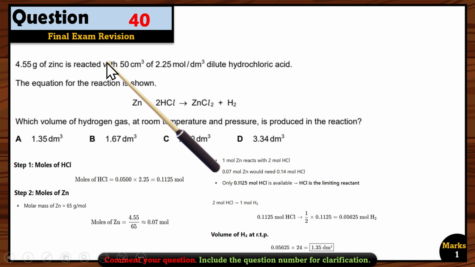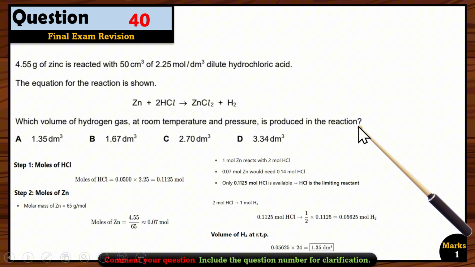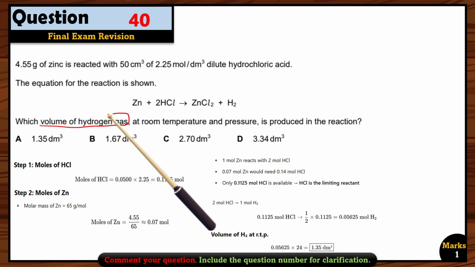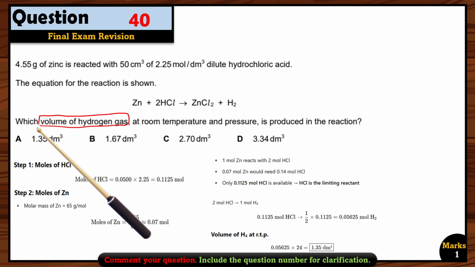Question number 40. 4.55 gram of zinc is reacted with 50 centimeter cube of 2.25 mole dm cube dilute hydrochloric acid. The equation is like this. So which volume of hydrogen gas is produced in this reaction? Let's see now what information is given and what we have to find. We have to find the volume of hydrogen gas, right? So for gas, we already know this formula: moles is equal to volume divided by 24 dm cube.